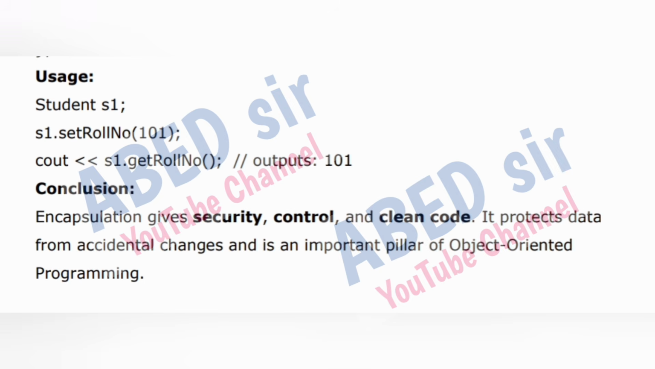Usage: Student S1; S1.set_roll_no(101); cout << S1.get_roll_no(); outputs 101. Conclusion: encapsulation gives security, control, and clean code. It protects data from accidental changes and is an important pillar of object-oriented programming.